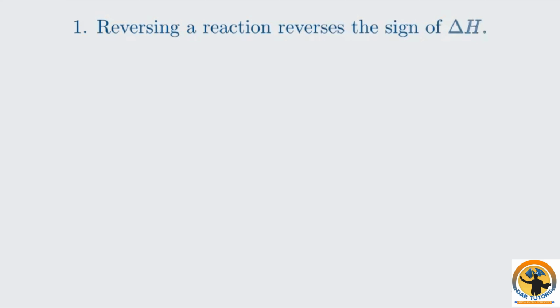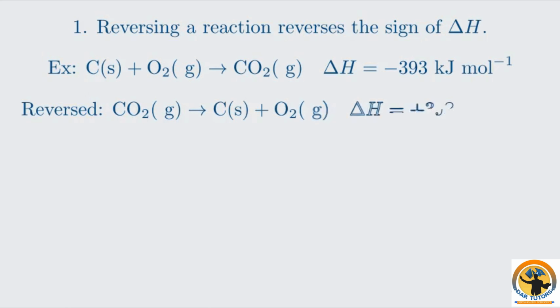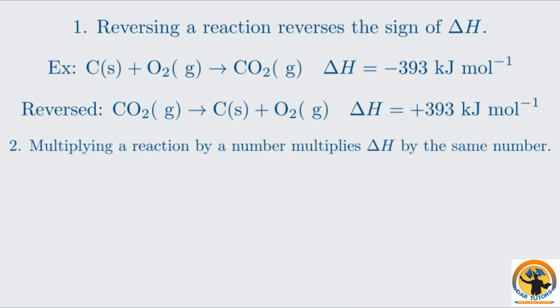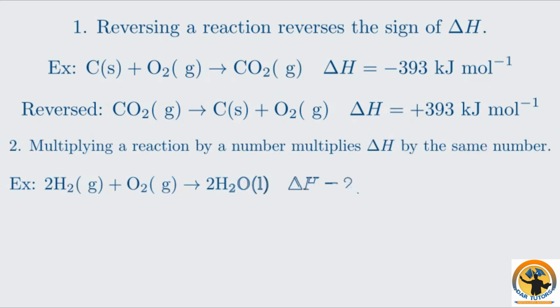To successfully use Hess's law, you need to master two algebraic manipulations of chemical equations. First, if you reverse a reaction, you must reverse the sign of its enthalpy change. For example, if the formation of water is exothermic, the decomposition of water must be endothermic. Second, if you multiply a reaction by a coefficient, you must multiply the enthalpy change by the same coefficient. Doubling the amount of reactants and products doubles the energy change.